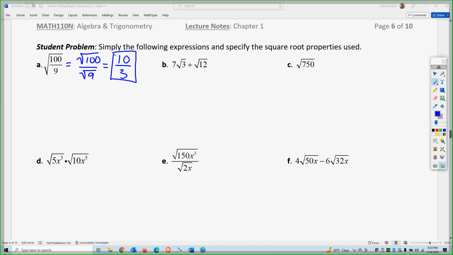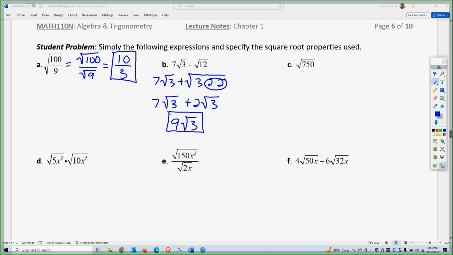But I can simplify root 12. So 7 root 3 plus, and I can break down 12. That's 3, 2, 2, right? Because 4 times 3 is 12. So I got a pair of 2's, because we know the square root of 4 is 2, right? So 7 root 3 plus 2 root 3. So these are now actually like terms. So 7 plus 2 is 9 root 3.